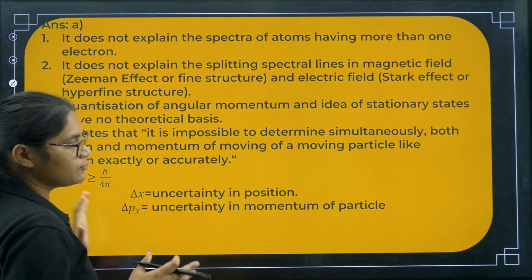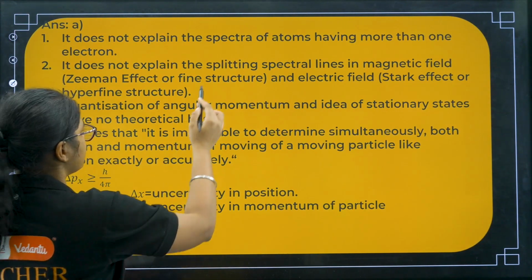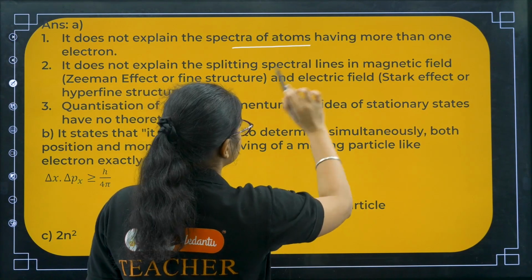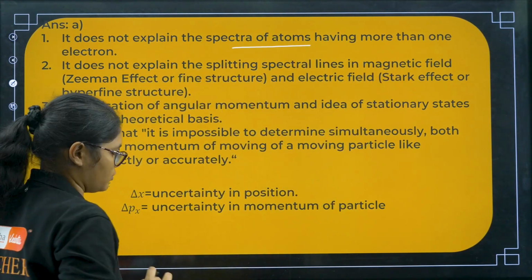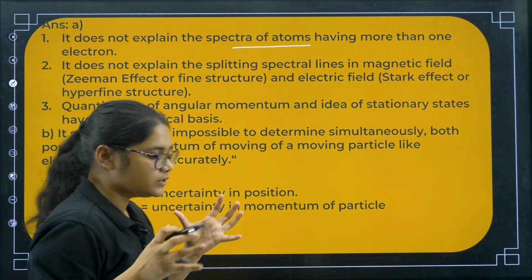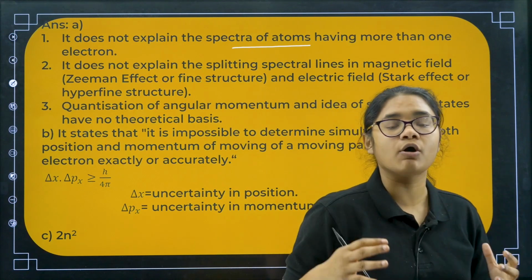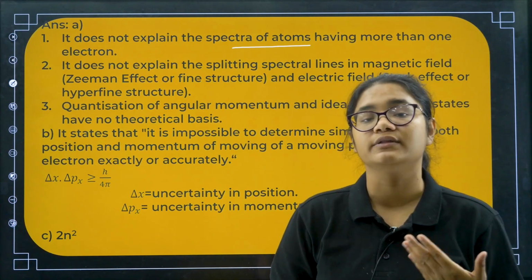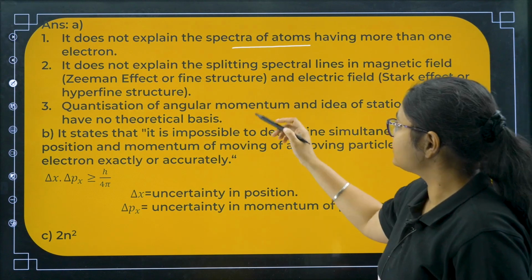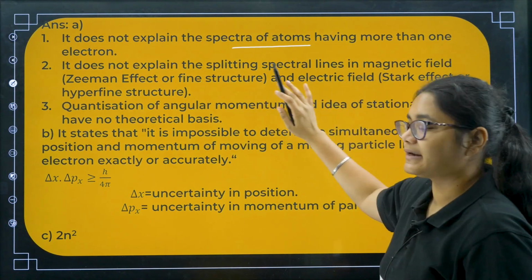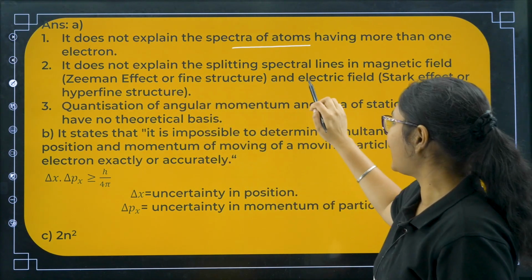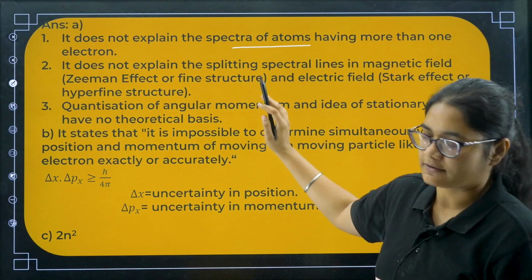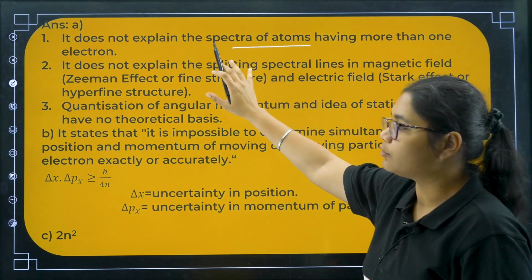So limitations of Bohr's model you should be able to know. It does not explain the spectra of atoms having more than 1 electron. Okay, it is only explaining the spectra of hydrogen atom, not atoms having more than 1 electron. Next, it does not explain the splitting effect in the magnetic field, that is the Zeeman effect, and in the electric field, that is the Stark effect. These are the limitations of Bohr's model.